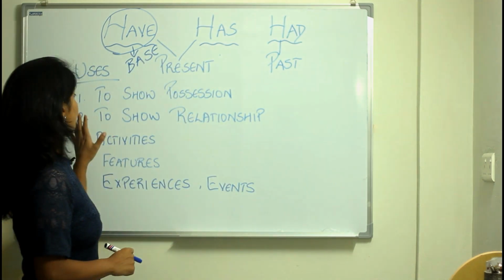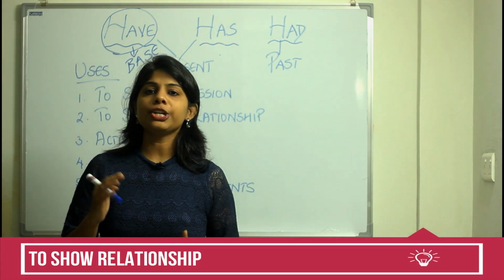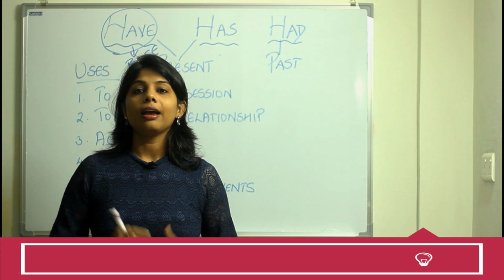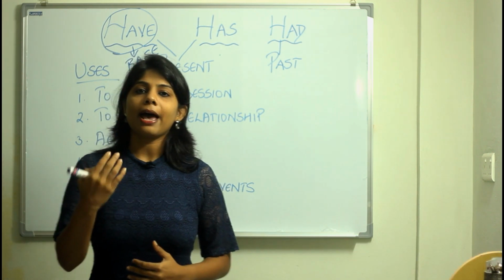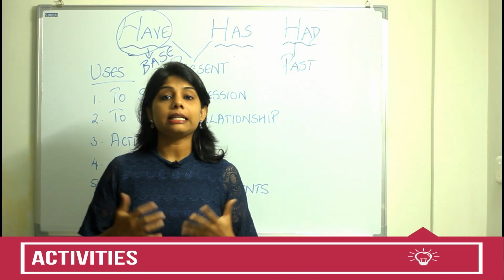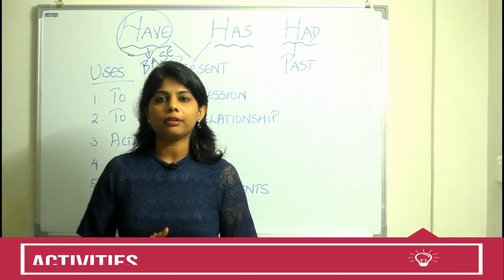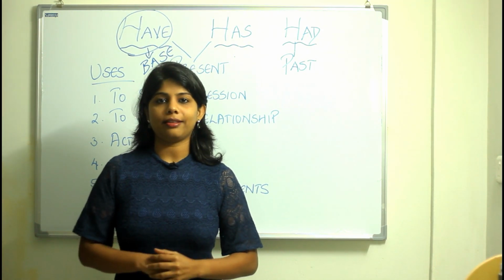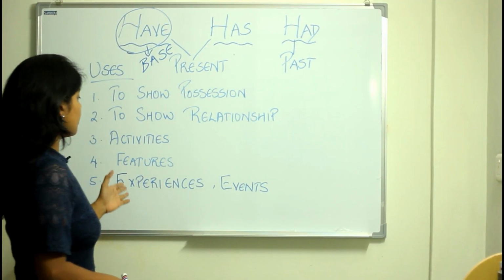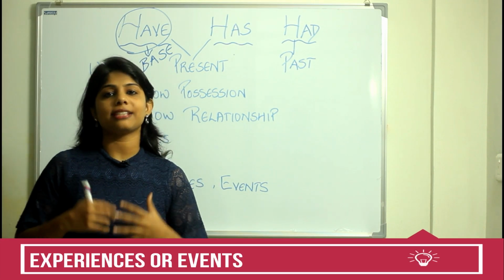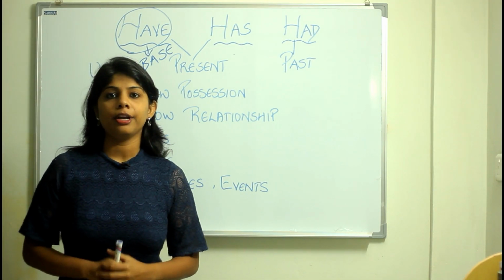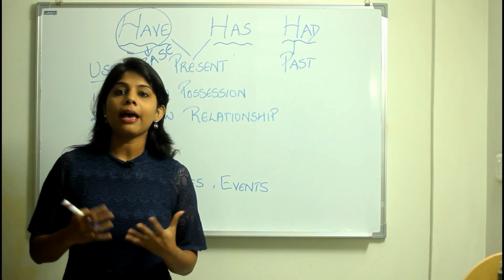The second one, to show relationship. She has a sister and two brothers. He has two kids. In these sentences, we use the verb have or has to show relationships. Talking about activities like eating, sleeping. For example, we had lunch together. Did you have a good night's sleep? Talking about experiences. We had a great time yesterday. Events. I have a meeting tomorrow at 12. These are the different uses of the verb have.